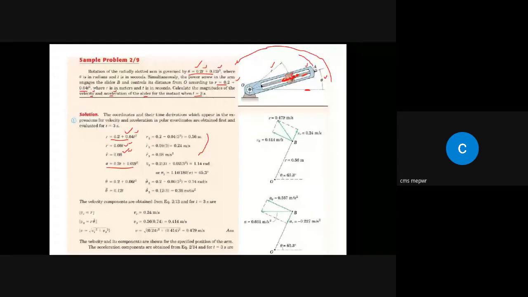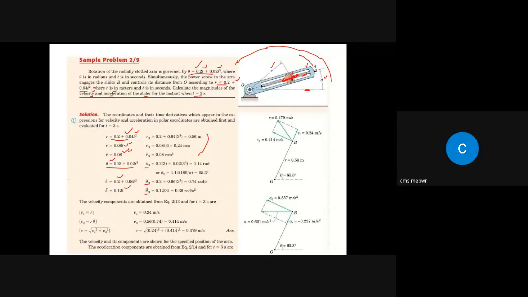Now we have theta. Can we find theta dot? Yes, sir. Can we find theta double dot? Yes, sir. So when you find them, put t equal to 3 seconds, and you will get theta, theta dot, and theta double dot. Right? Now, what do we need to find? Velocity.